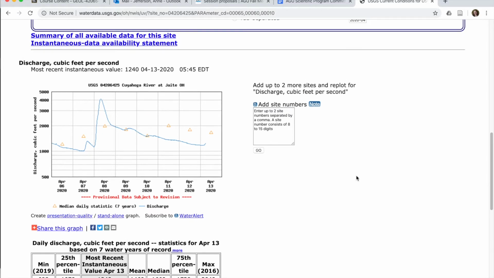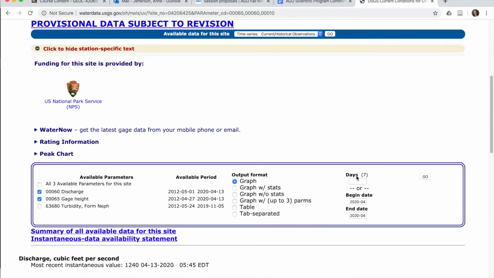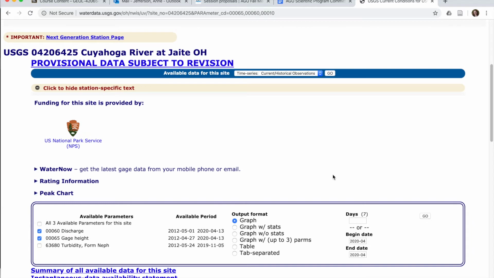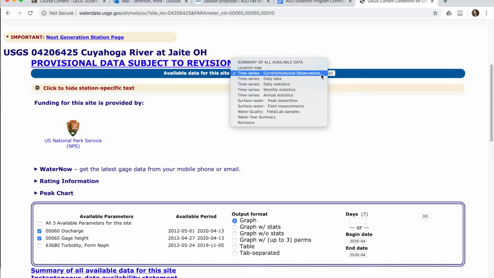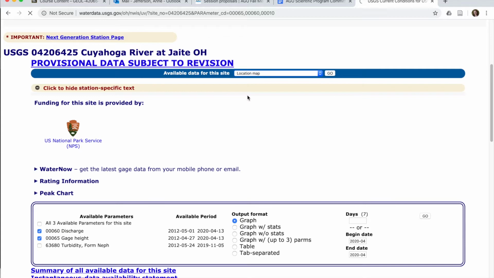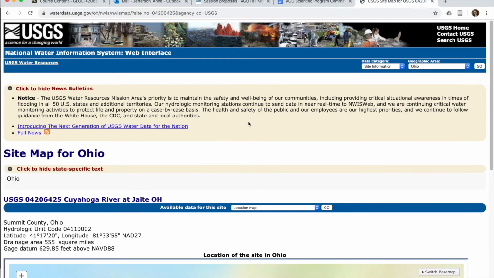Okay, so that's a tour of the current conditions page for a stream gauge. You might be thinking, okay, this is all fine and good, but where the heck is JATE? A clue here is that its funding is provided by the Park Service, but let's go look at some of the other information that's available about this gauge. So let's jump up to the location map, show you where we're at.